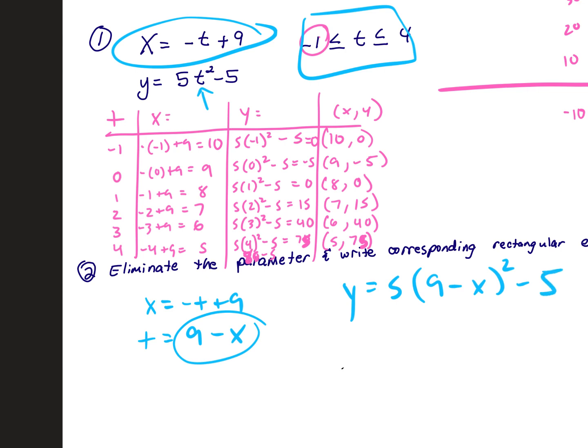You can leave it like this. That is okay. If you decide to simplify and you want to FOIL this out, don't forget to FOIL, then distribute the 5, then subtract the 5. A lot of people lost points because they continued to simplify, but simplified wrong.